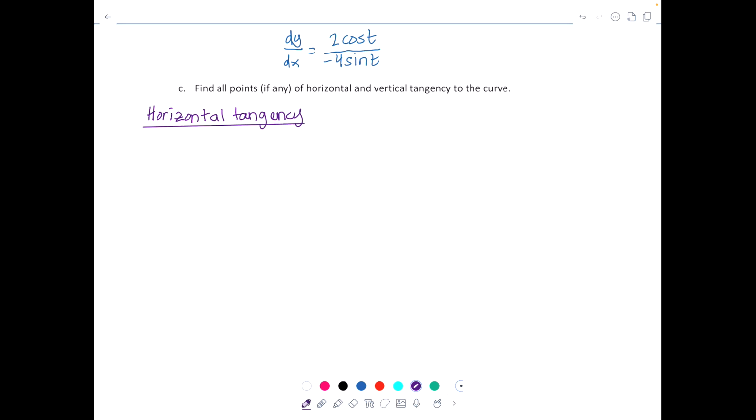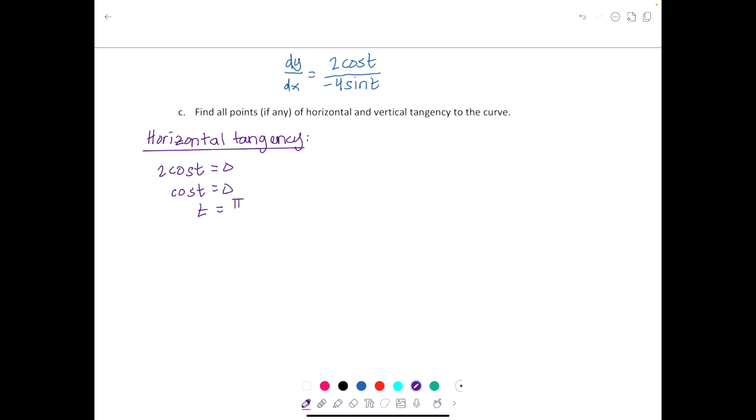And so we set 2 times cosine at t equal to 0 and solve. Cosine at t would be 0. So t would be pi over 2 and 3 pi over 2 in that open interval from 0 to 2 pi.